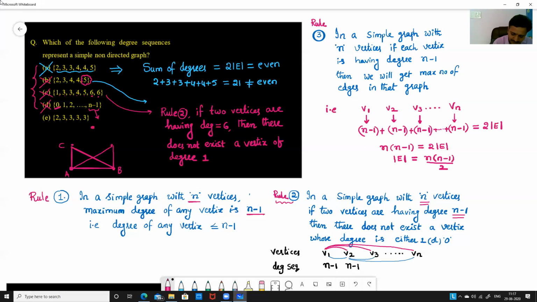Now let these be C, D, and E. I want 2 more vertices of degree 3. So let me take C like this. Then what is the degree of C? Degree of C is equal to 3. Let me take this one. Degree of D is equal to 3. Now the degree of E is equal to 2. Yes, I can find this kind of graph. So this is a way you have to verify whether a given degree sequence represents a simple undirected graph or not. But these 3 rules are the most important rules. Okay. Next problem.